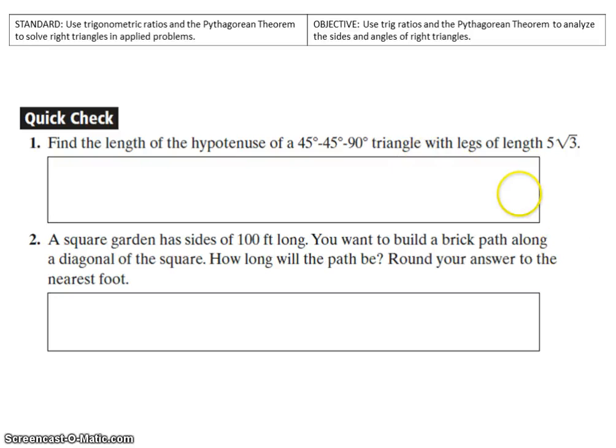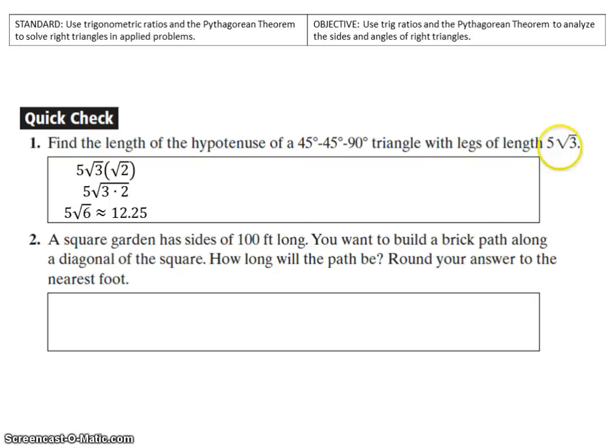On the quick check, number 1, find the length of the hypotenuse of a 45-45-90 triangle. It has leg lengths of 5 radical 3. Here's what I got to do. I know that the hypotenuse is going to be the side length times radical 2. So 5 radical 3 times radical 2 leaves me with 5 times radical 3 times 2. That's 5 radical 6, which is approximately 12.25.